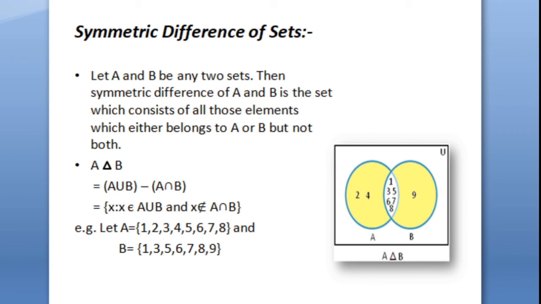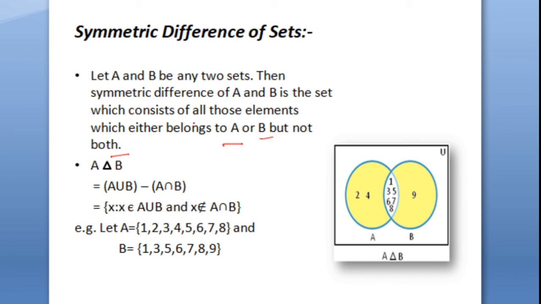Next, symmetric difference of sets. Let A and B be two sets. Then the symmetric difference of A and B is the set which consists of all those elements which belong to either A or B but not both. That means the elements which lie in the common area, that is A intersection B, we will not take. Except A intersection B, all the elements we will take.